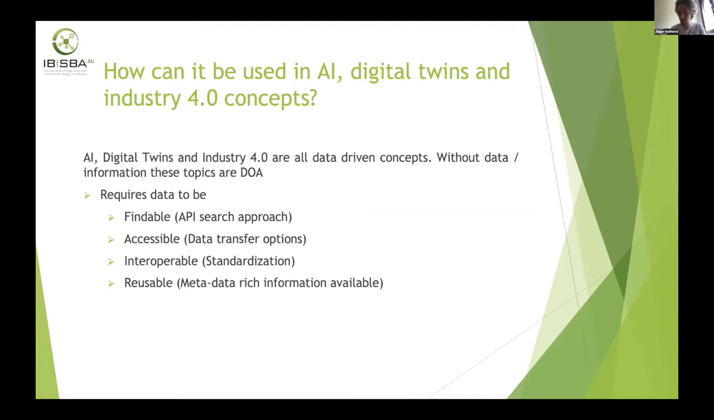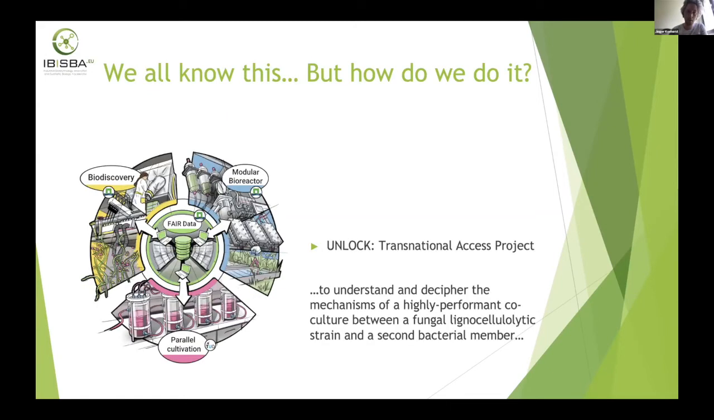That's the most important part, that you yourself as a researcher can use this kind of information more efficiently, but also if you are collaborating with others, that you can exchange this information more seamlessly. So we all know this, but then of course the crux of the matter is, how do we do it? So here's an example of a transnational access project where we try to understand and decipher the mechanisms of a co-culture, a combination of a fungi and a bacterial member.